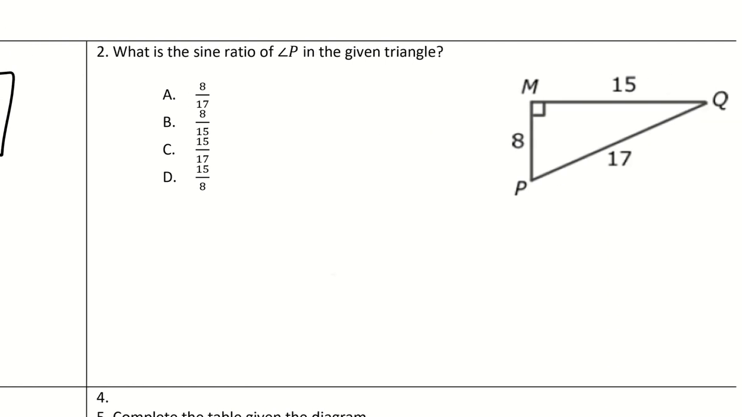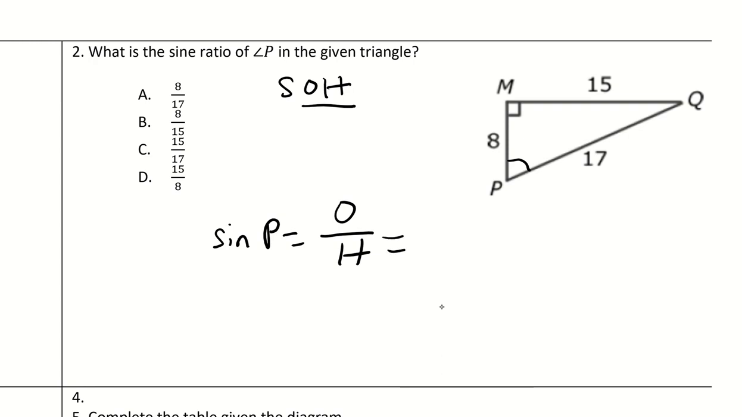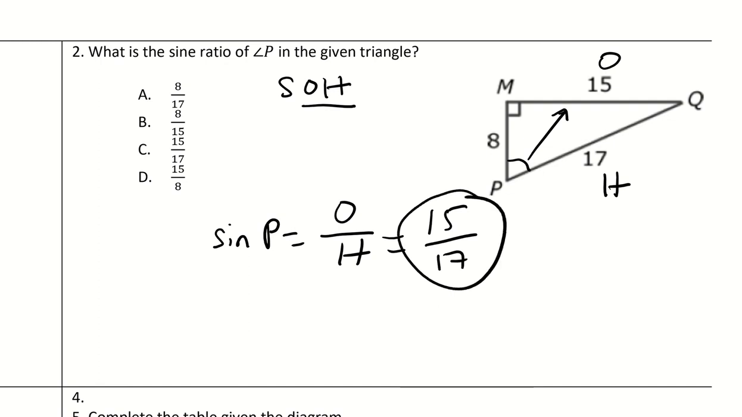Pretty straightforward. What is the sine ratio of angle P? So sine is SOHCAHTOA, so that's opposite over hypotenuse. So sine of P equals opposite over hypotenuse. Opposite is this guy, and the hypotenuse is the longest side, which is 17. So it's going to be 15 over 17.